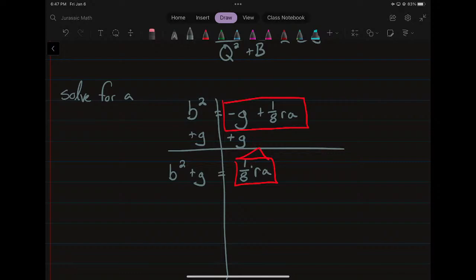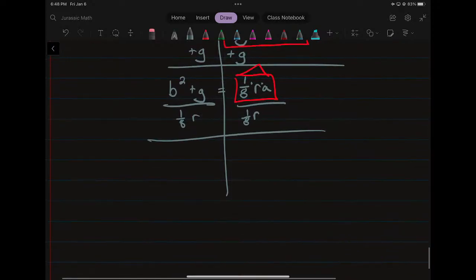Since these are both multiplication, we can, hey, eraser, we can divide by both letters at the same time. And this is where it just gets annoying, because you can't leave a fraction inside of a fraction. So let's see here. What I like to do instead is B squared plus G divided by 1/8 R. Now we've got to make that a little bit easier for us to understand.